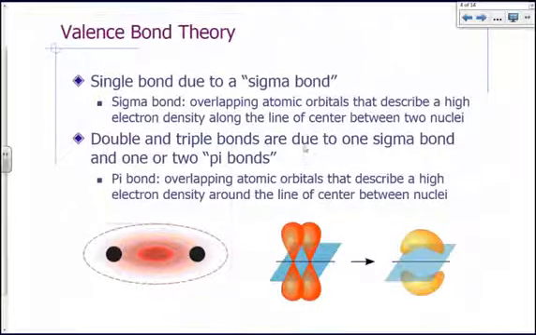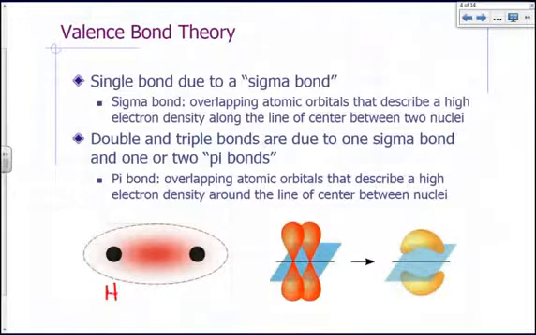So let's take a closer look at valence bond theory. In valence bond theory, remember we said that bonding is explained as due to overlapping of atomic orbitals between two nuclei, the two atoms. And when the overlapping of these atomic orbitals leads to a high electron density along the line of centers between the two nuclei.